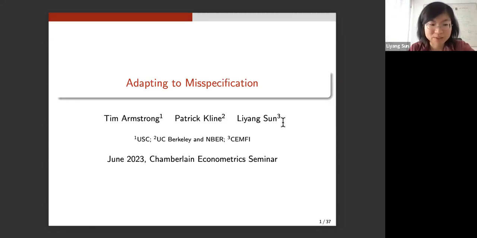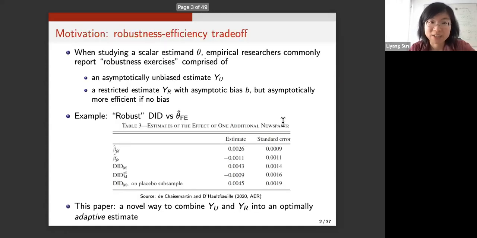We're very grateful to the organizers, the moderator, and our panelists for this opportunity to tell you what we have figured out so far about the robustness checks that are common in applied micro research. So the context is that when we estimate a scalar target parameter theta, say the average effect of some policy intervention, we commonly see robustness exercises that include a robust estimator that we call YU. And by robust, we mean it's asymptotically unbiased under weak assumptions.